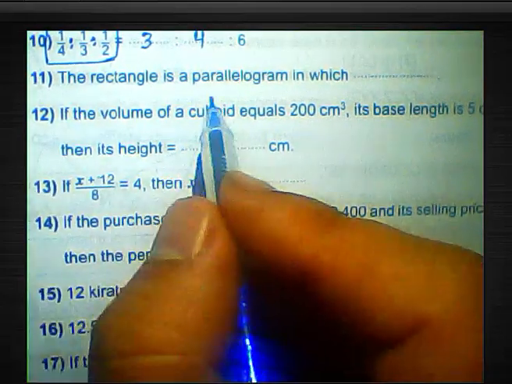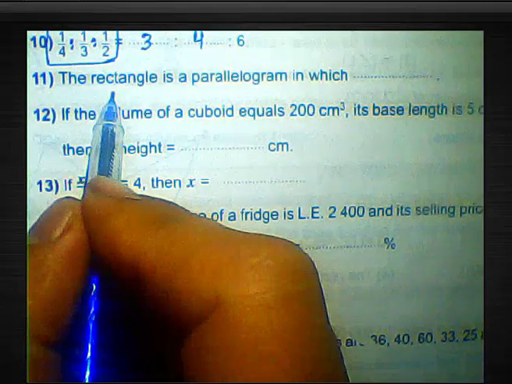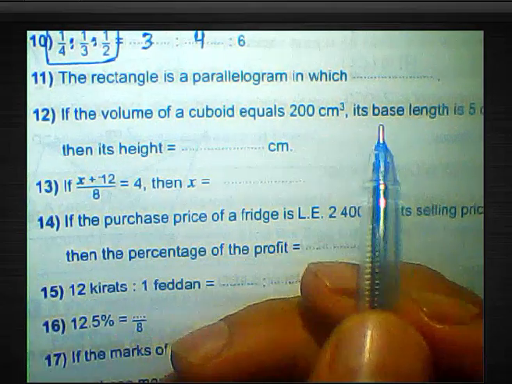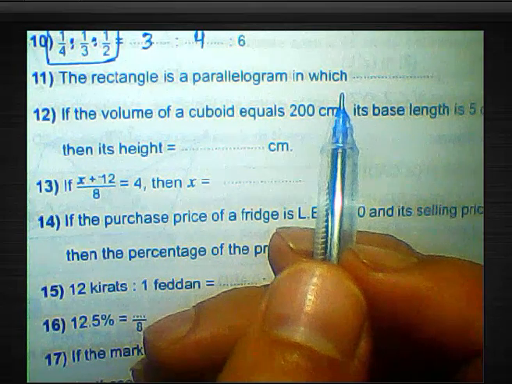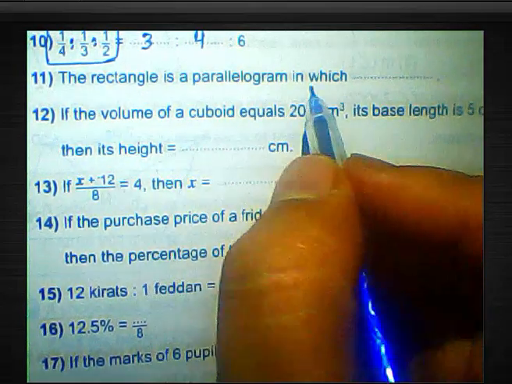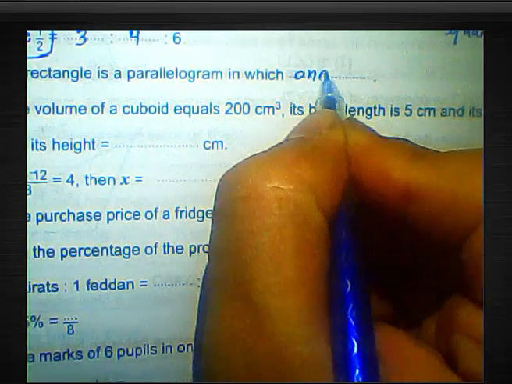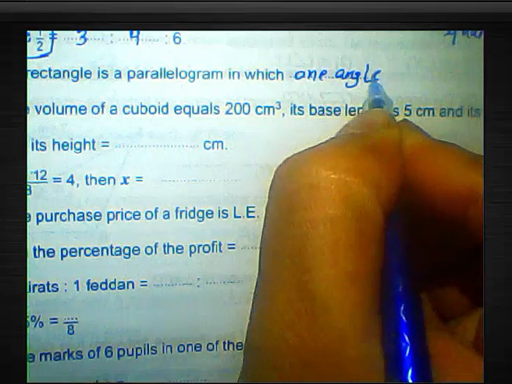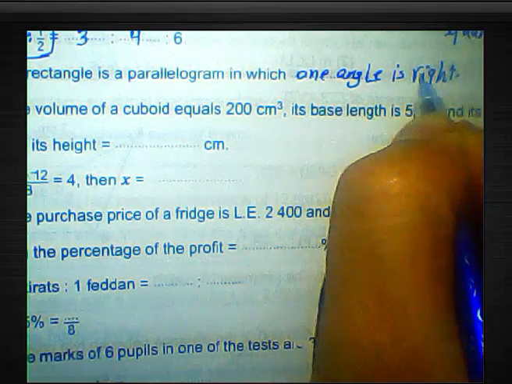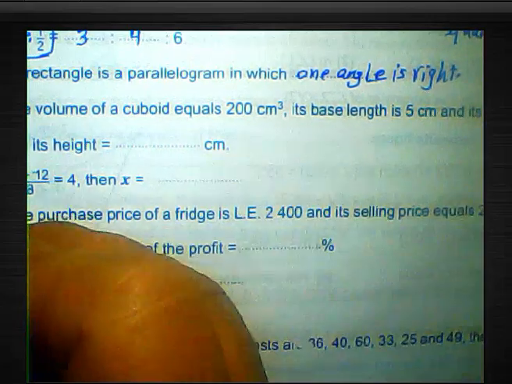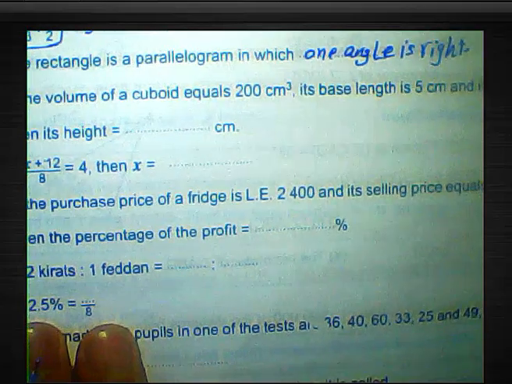Question 11. The rectangle is a parallelogram in which what? He asked about the definition. The rectangle is a parallelogram in which one angle is right.